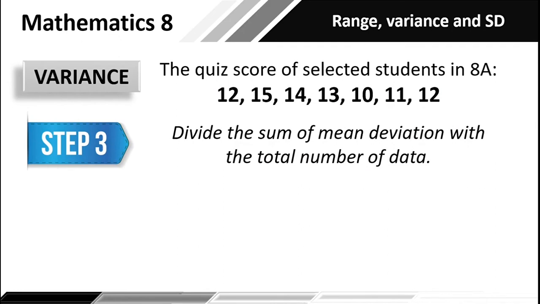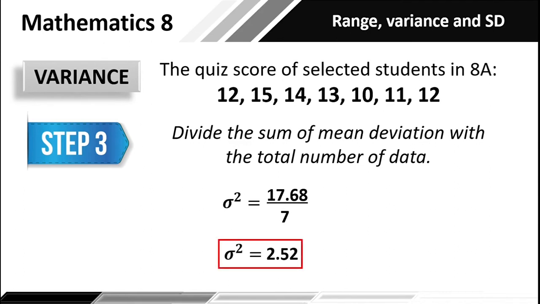Our third step is to divide the sum of the squared deviations by the total number of data. Earlier, we got 17.68, divided by the total number of data, which is 7. 17.68 divided by 7 is 2.52. 2.52 is our variance.